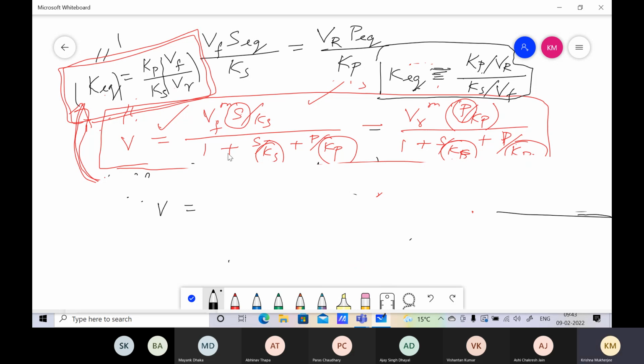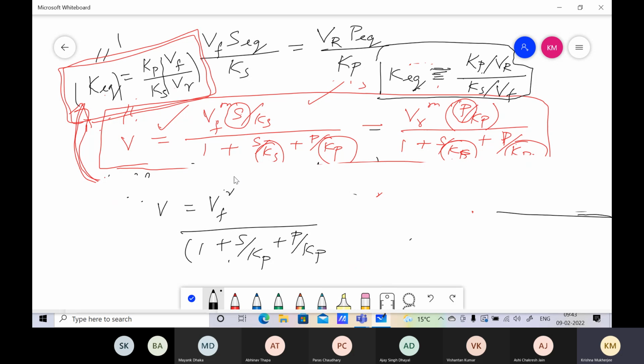I want to write it. Let us be very honest here. I want to take Vf constant out. And then I want to take this as common also: 1 plus S by Ks plus P by Kp.